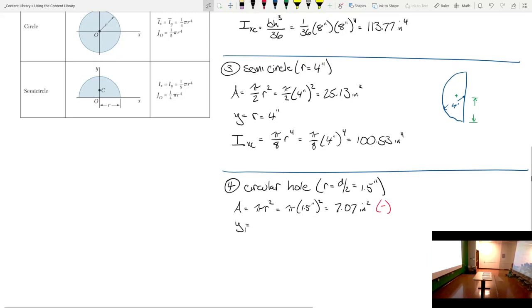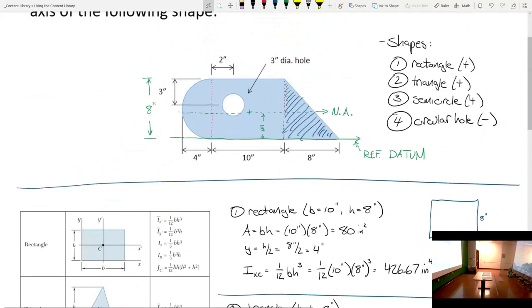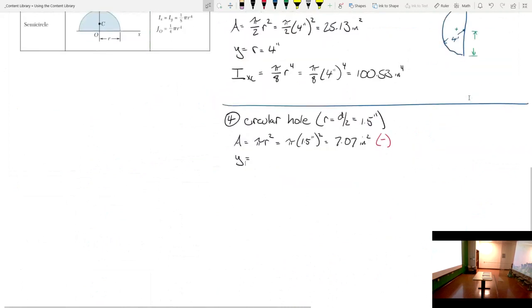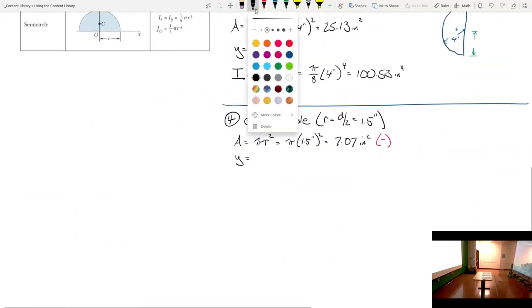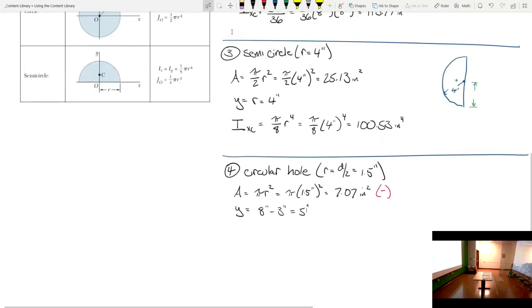Now the y we kind of have to reference from our diagram, all right? So help me out. What is y going to be for this hole? How far is it from the center of this hole to down here? 5 inches. The total height's 8 inches, and we come down 3, so it's 5 inches. Everybody see that? Okay, scroll up here a little bit.